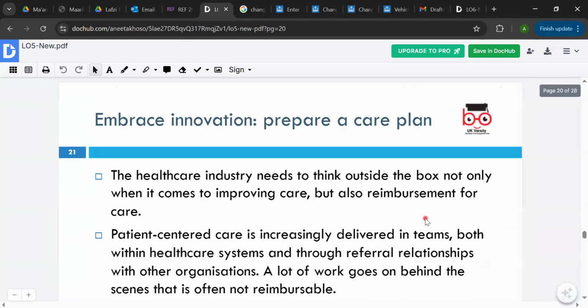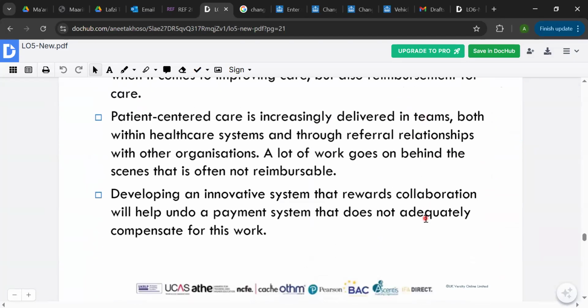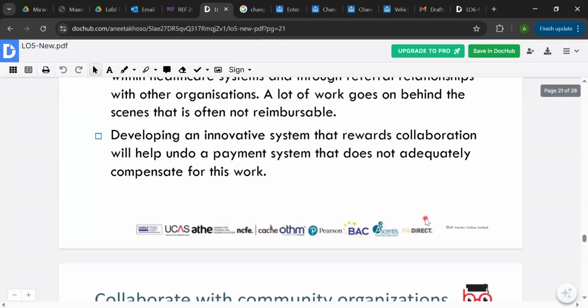Embrace innovation. One more way to overcome these barriers. So the healthcare should be preparing a care plan. The healthcare industry needs to think outside the box, not only when it comes to improving care, but also reimbursement for care. Patient-centered care is increasingly delivered in teams, both within the healthcare system and through referral systems and relationships with other organizations. A lot of work goes on behind the scenes that is often not reimbursable, so that time needs to be reimbursed. Developing an innovative system that rewards collaboration will help undo a payment system that does not adequately compensate for this work.